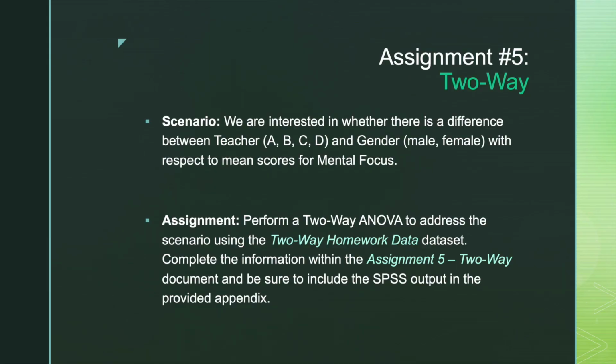Your assignment for this week is similar, but with a different dependent variable and no longer strategies, but teacher. So we are interested in whether there is a difference between teacher, A, B, C, and D, and gender, male and female, with respect to mean scores for mental focus. You can use the two-way homework data set, which has all of that in it already for you, and you should fill it out using the template found in assignment 5, two-way. Let me know if you have any questions on this, and I will try to answer them in a timely manner for you this time around.